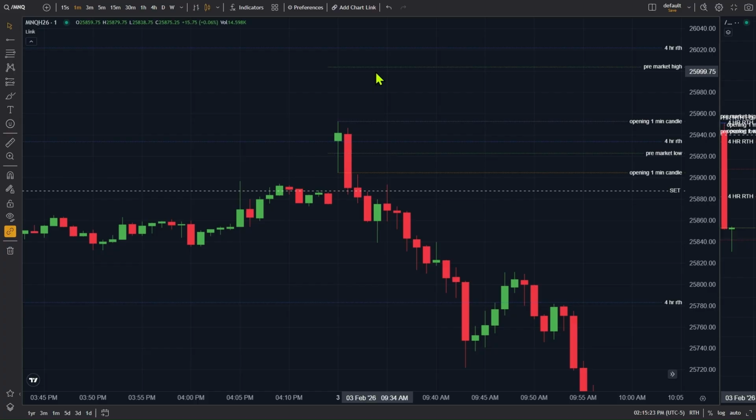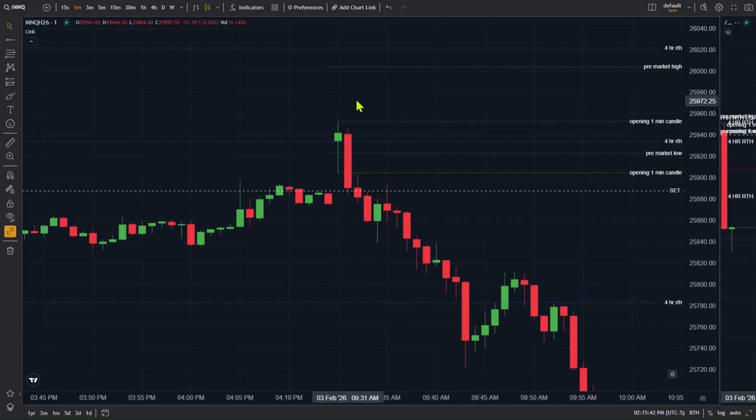Because the money's really to be made in New York. There's no sense in messing around with the Asia session, really, unless it's just your only option. There are times where you can make money in Asia, but you really need to pay attention to higher time frame highs and lows.